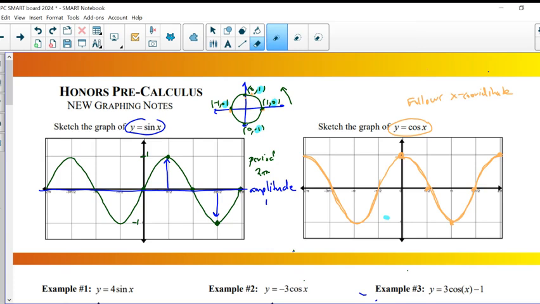Okay, so we need to know those basic shapes, but then also realize that sine and cosine are identical in wavelengths, because notice you can identify a sine wave right here. Oops, I didn't mean to erase it. I can identify a sine wave right here within the cosine graph. Look at that. It's a sine wave.